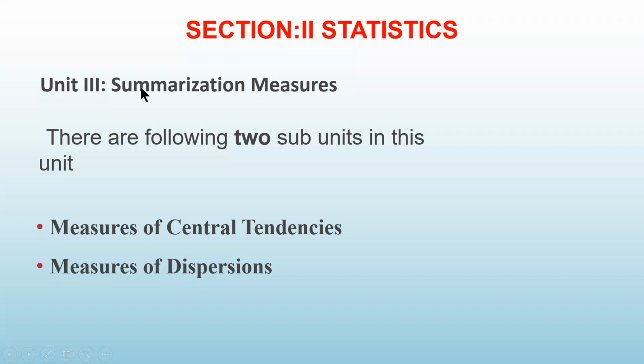So I'm starting with the first unit of statistics, or if you look at it serial wise, it is the third unit, which is summarization measures. There are the following two subunits in this unit. One is measures of central tendencies and the other one is measures of dispersion.